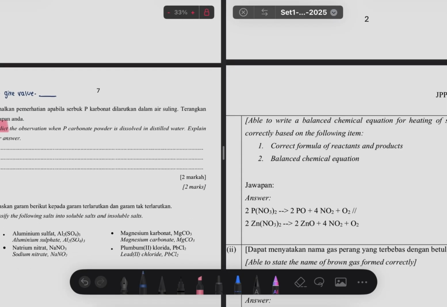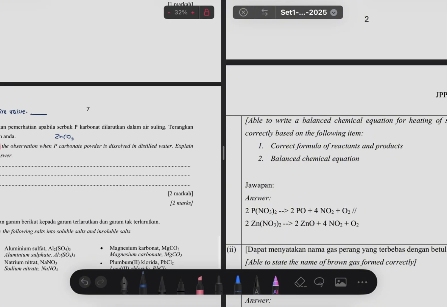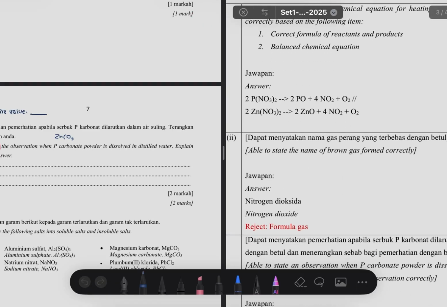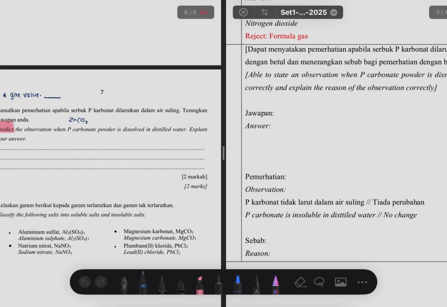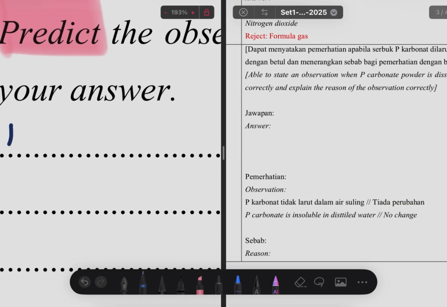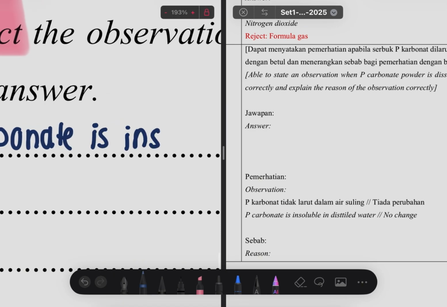Predict the observation when P carbonate powder is dissolved in distilled water. So they're trying to say zinc carbonate powder, ZnCO3, zinc carbonate is dissolved in distilled water. Explain your answer. It forms a white precipitate. Did I spell it right? Yeah. Carbonate is insoluble in distilled water. No change. I see.